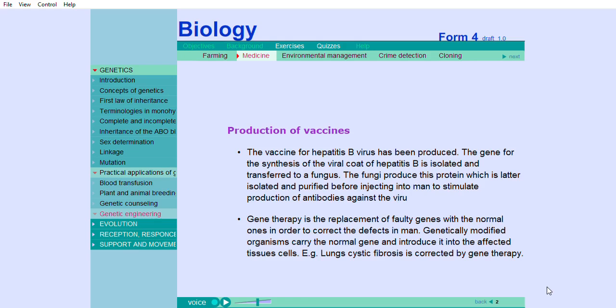Gene therapy is the replacement of faulty genes with normal ones in order to correct defects in man. Genetically modified organisms carry the normal gene and introduce it into the affected tissue cells. For example, lung cystic fibrosis is corrected by gene therapy.